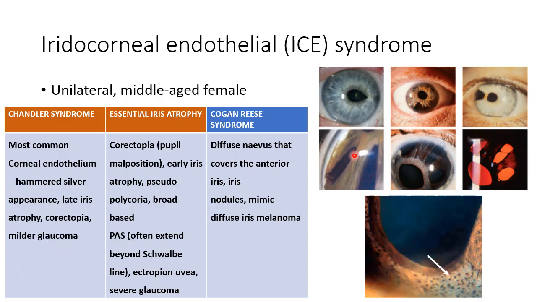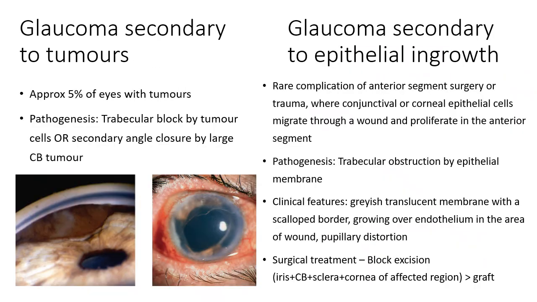And these pictures, this is broad-based PAS. These pictures are the same. The last two, they show essential iris atrophy. See these iris transillumination? The existing iris has these transillumination, and here the iris is completely absent. So that is essential iris atrophy. That's your broad-based PAS. Then glaucoma secondary to tumors.